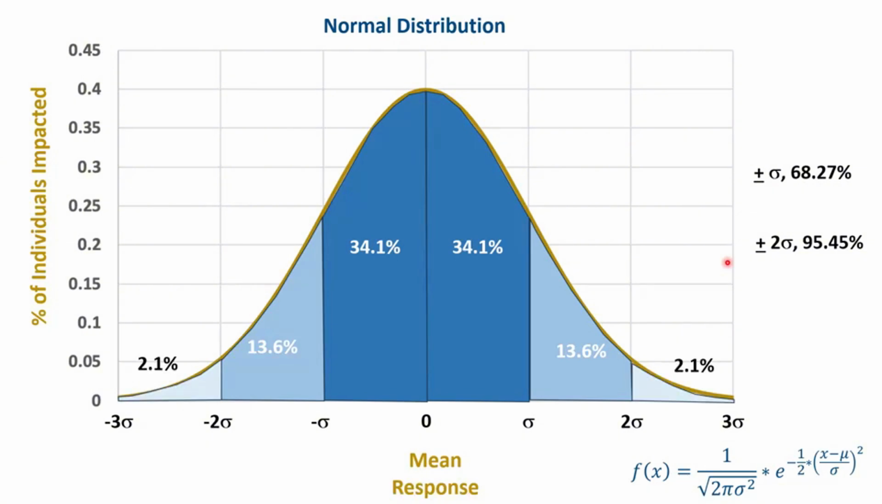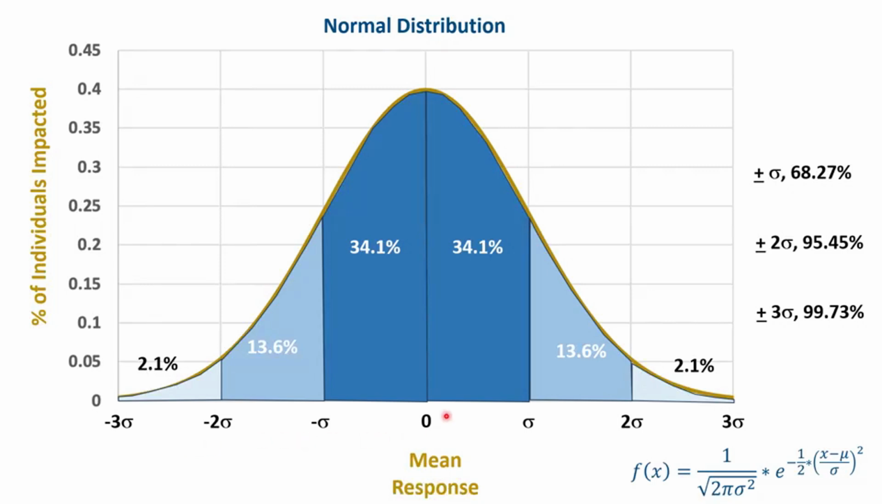Continuing to look further out to 3 standard deviations, so getting much further away from that mean or average response, we see another 2.1% falls between 2 sigma and 3 sigma. Again, that's another standard deviation away from the mean. Here, the same between -2 sigma and -3 sigma. So totaling now plus or minus 3 standard deviations away from the mean, we have now almost all of our population, 99.73%.